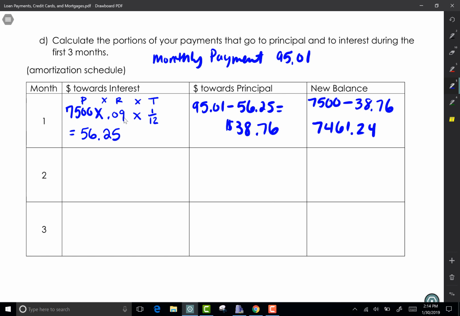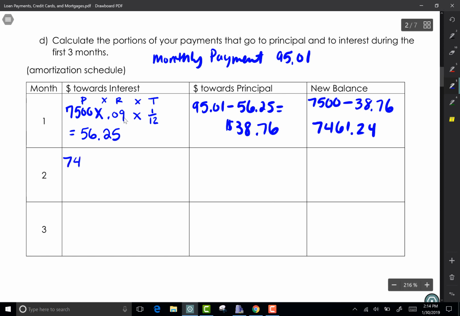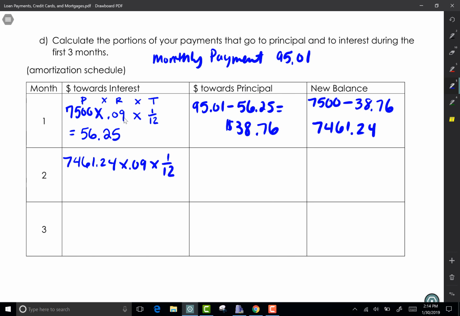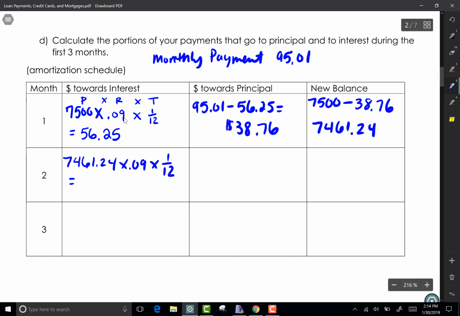So the next month, our next payment, our balance is $7,461.24. We're going to multiply it by the 9% and then multiply it by 1/12 because it's 1 month of the year. And so that will tell us, when I multiply that, the interest for month 2. So when I calculate that, that's going to be $55.96.